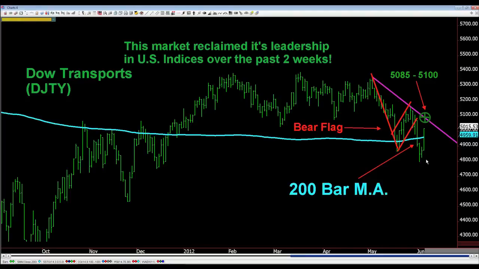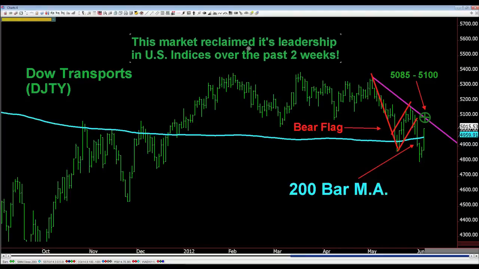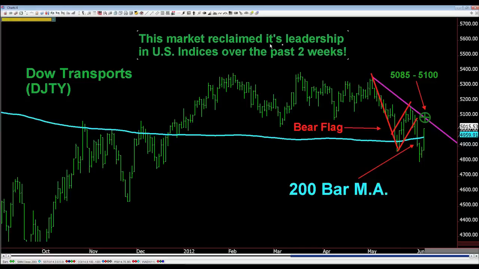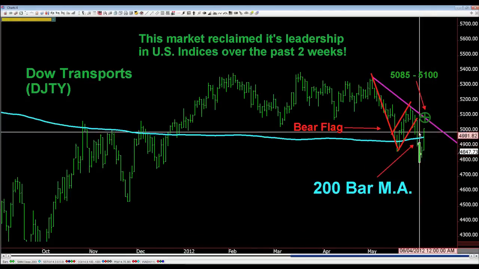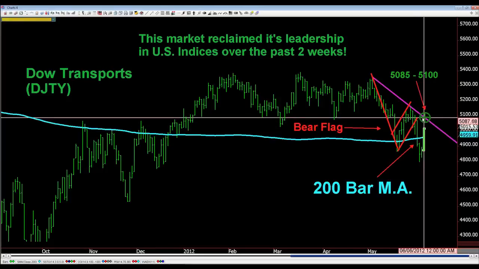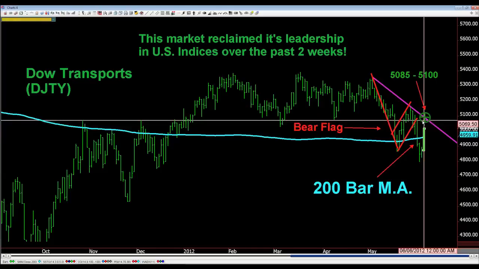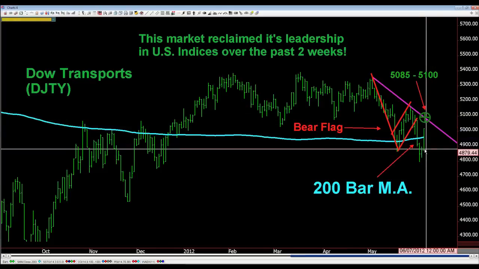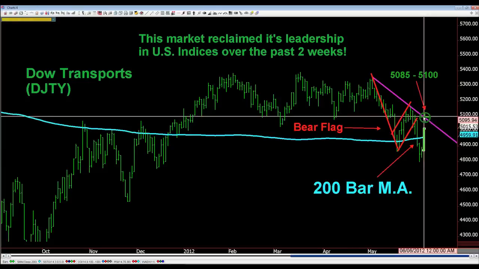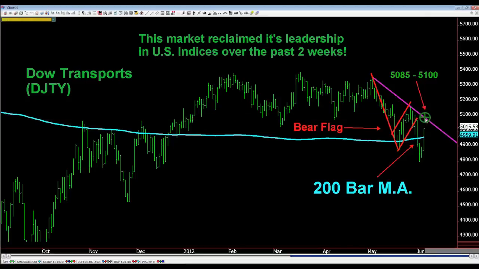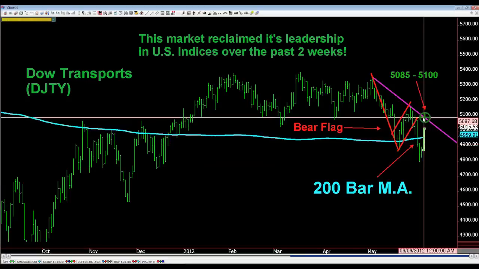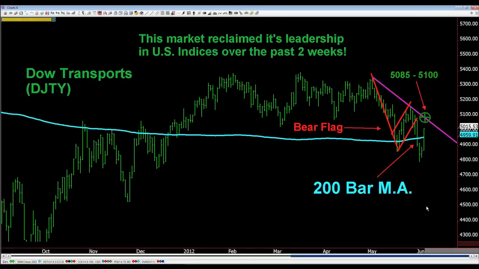Okay, traders, the Dow Jones Transportation Average, the leader of U.S. indices, which clearly has claimed its leadership posture back from the NASDAQ a few weeks ago and has once again been leading the U.S. indices. It has a target tomorrow of 5085 to 5100. That moves us up almost 100 points in the tranny. I believe the tranny takes the NASDAQ and the S&P with it as it approaches its target. So that's one of the reasons why we expect U.S. indices to move higher on Thursday. The leader is going to go up and fulfill its target. We'll take the followers, NASDAQ and S&P, with it.